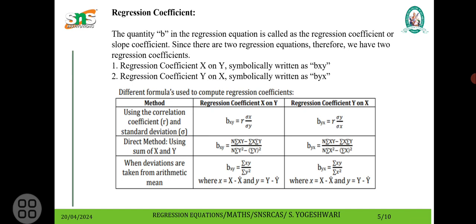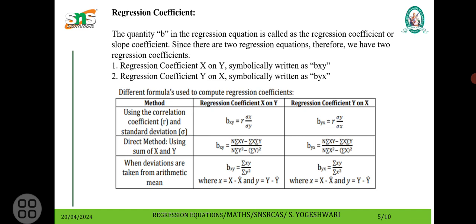First method: regression coefficient x on y and regression coefficient y on x. These are the formulas for regression coefficients. Using the correlation coefficient r and standard deviation sigma, bxy is equal to r into sigma x by sigma y, and byx is equal to r into sigma y divided by sigma x.